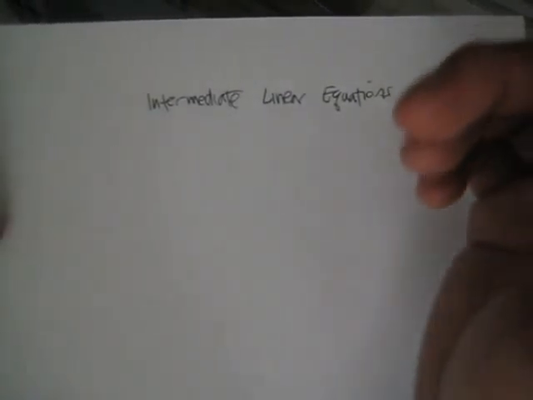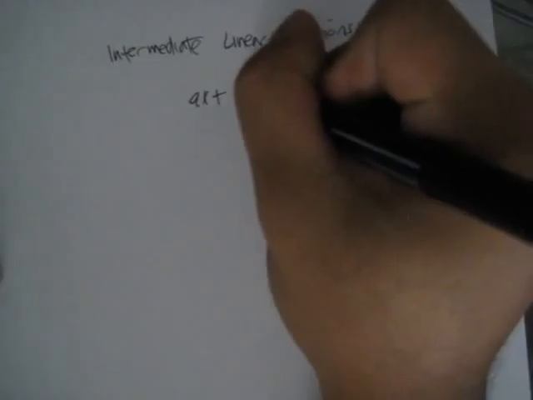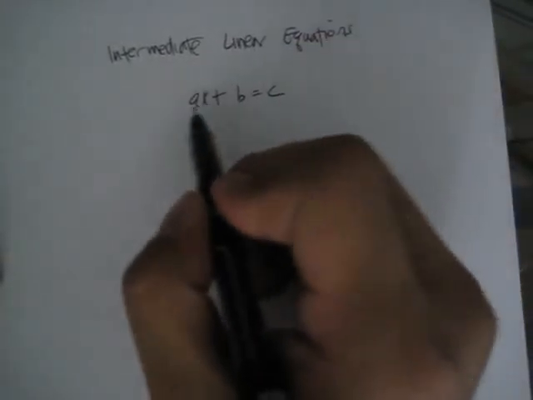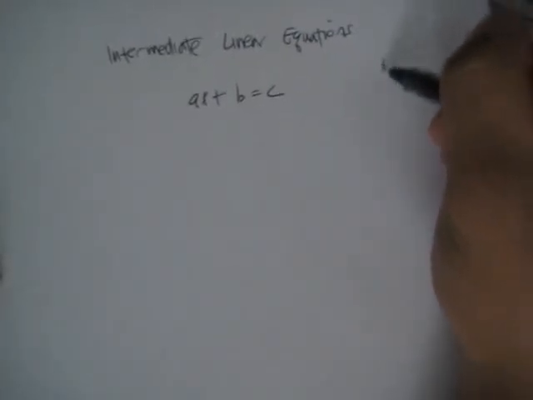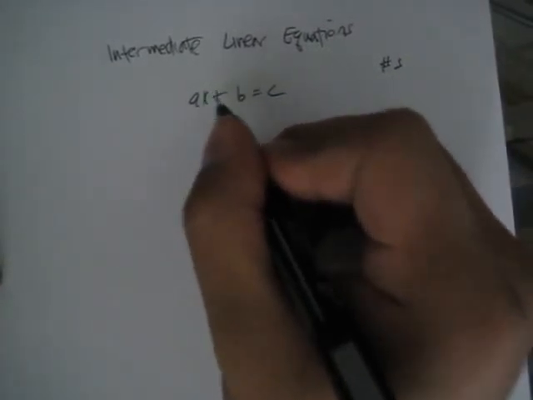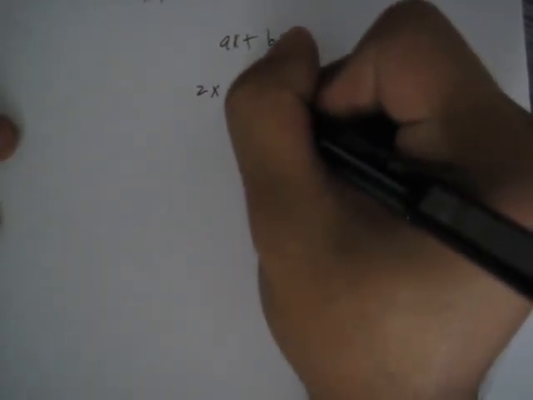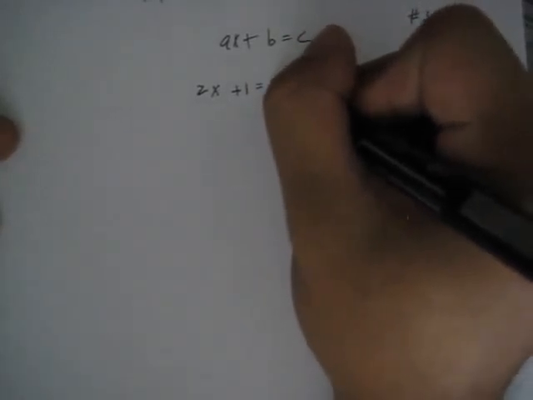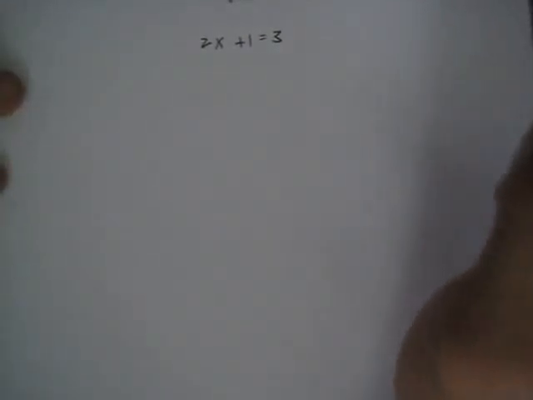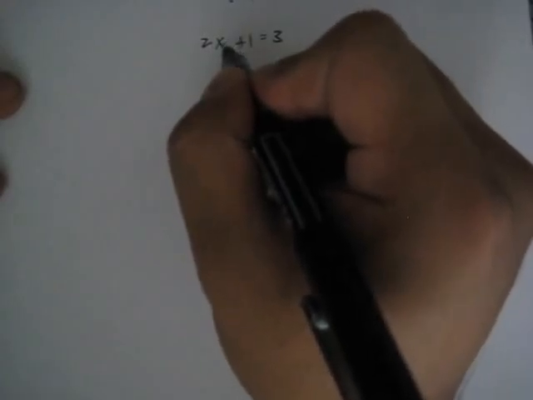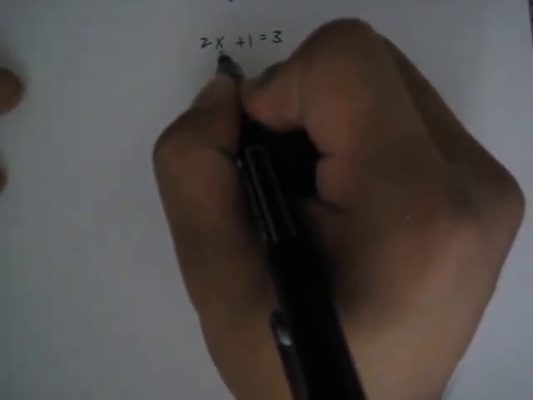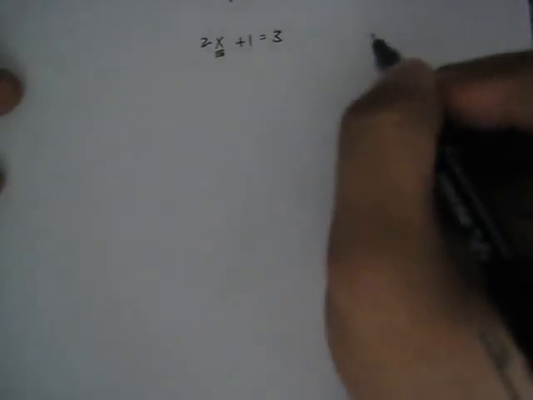Okay, now we'll go over a little bit more difficult linear equations. Equations in the form of ax plus b equals c, where a, b, and c are numbers, and we have x, which is the variable. So we'll start off simple with 2x plus 1 equals 3. We want to find x, so our goal in this problem is to isolate x. So how do we do that?